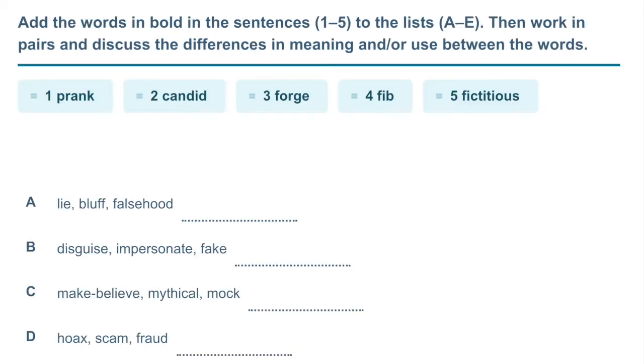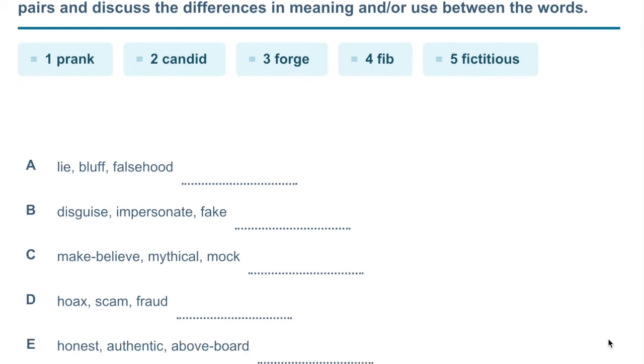Let's move on. Exercise 4. It says add the words in bold in the sentences 1 to 5 to the list A to E. Then work in pairs and discuss the differences in meaning and or use between the words. Of course, you're not going to do this discussion part, but I would like to see these A, B, C, D, and E categories and groupings, and then see what we can find in common between these words. So first we have A: lie, bluff, falsehood.